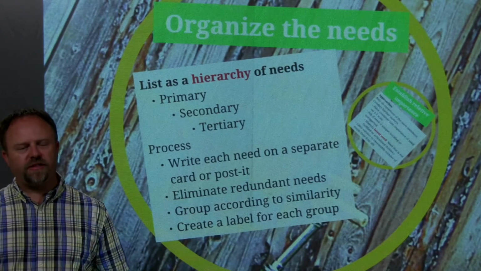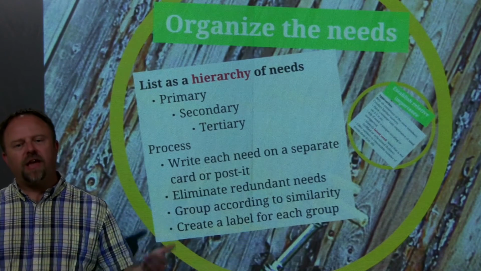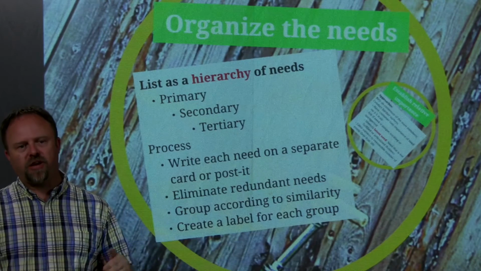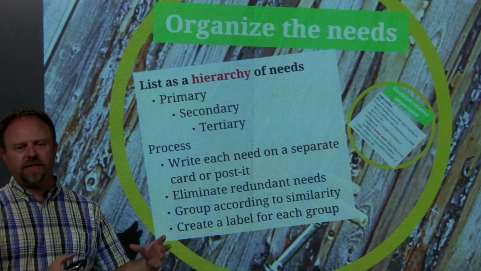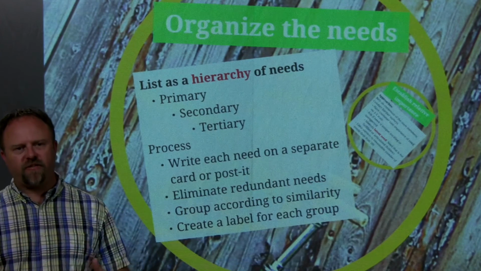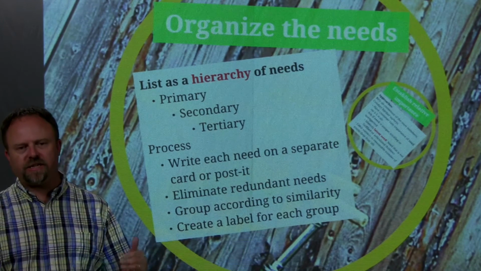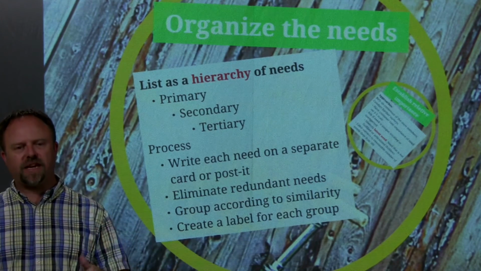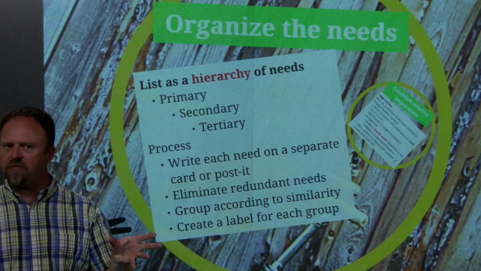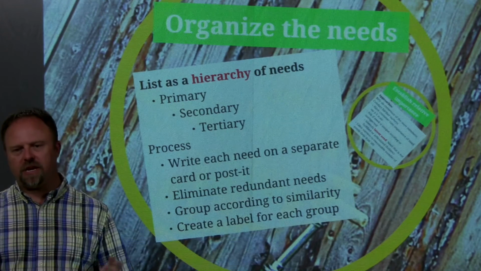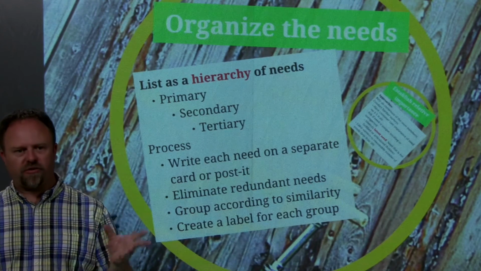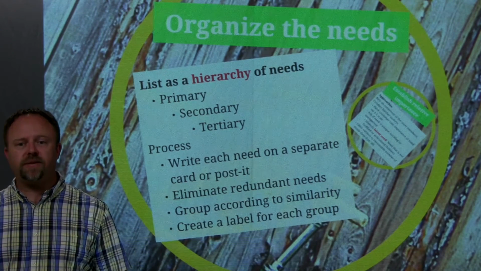Then we take all the needs that we've written out and we try to list them in a hierarchy, which is grouping them together into primary needs, a list of real general primary needs. Then under those primary needs, we have some secondary needs which are related to that primary need, maybe a few different viewpoints on what that need might be. And there could be tertiary or third level of needs.